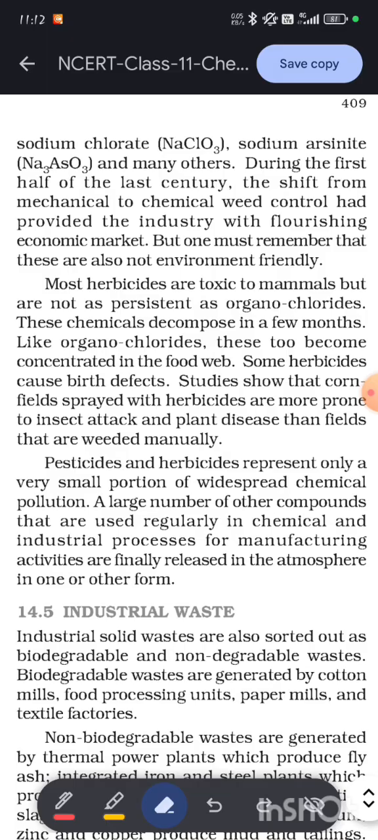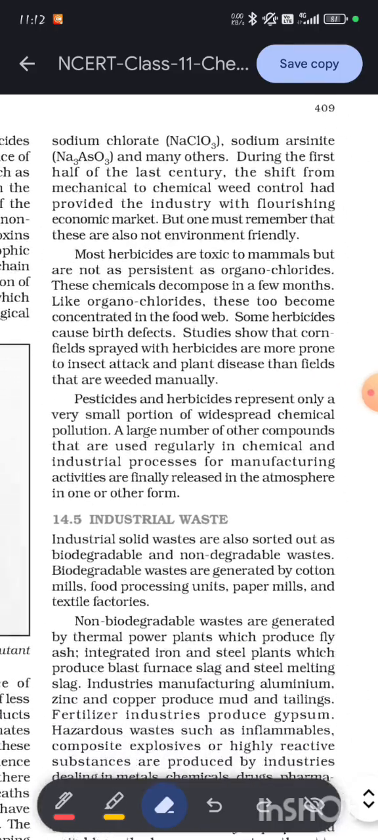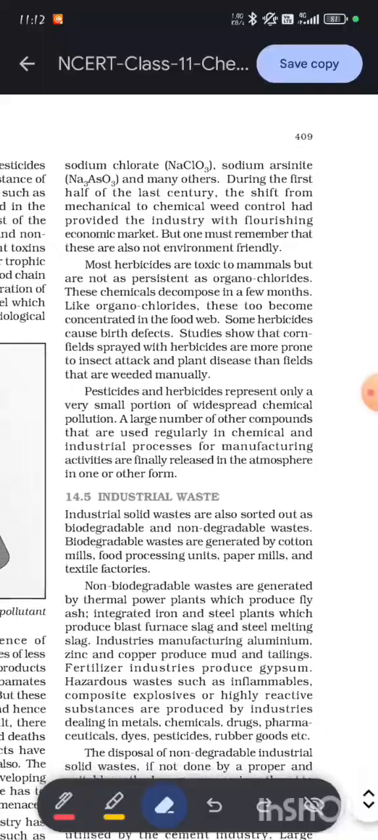Pesticides and herbicides represent only a very small portion of widespread chemical pollution. A large number of other compounds are used regularly in chemical and industrial processes for manufacturing activity and are finally released in the atmosphere in one form or another.